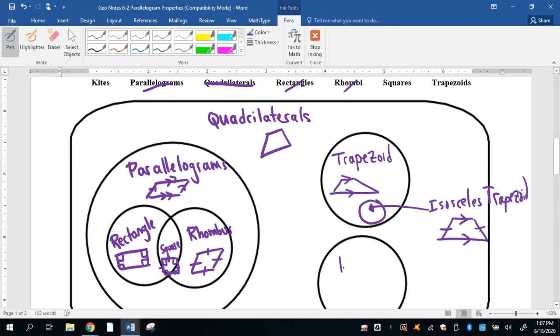And then lastly, a kite. The definition of a kite is a four-sided object with two pairs of consecutive congruent sides. Remember that the word consecutive means right after one another.